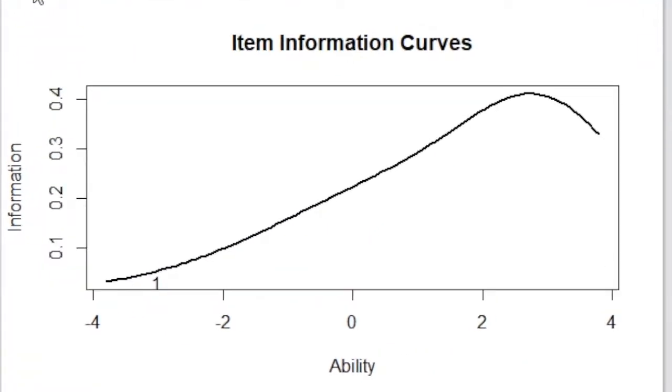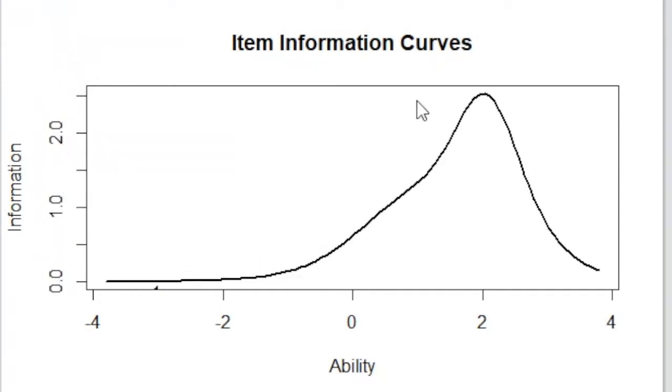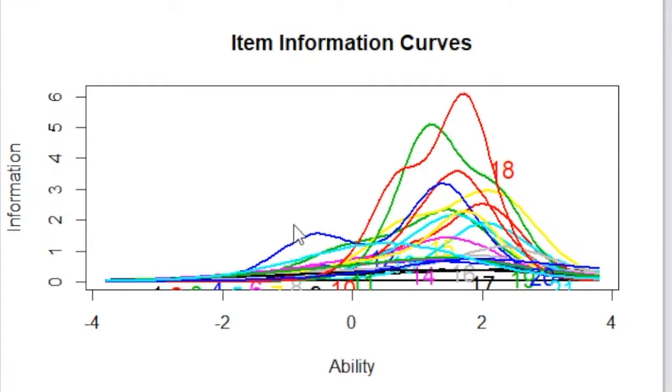The IIC is used to show a graphic curve in which the taller the curve of an item is, the better the item is. For example, you can see here that the tallest item is item number 18, which means item 18 is the best item compared to the other items.